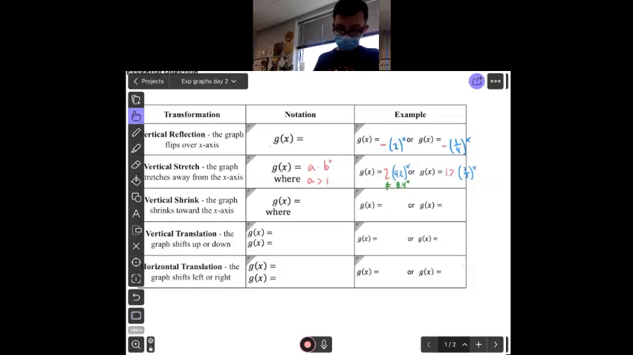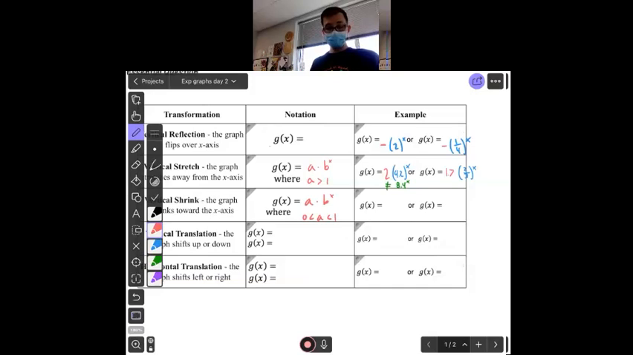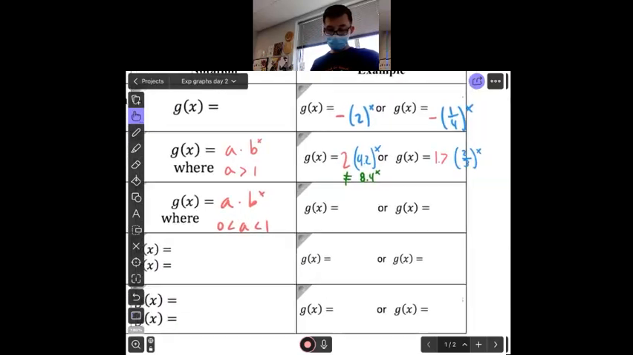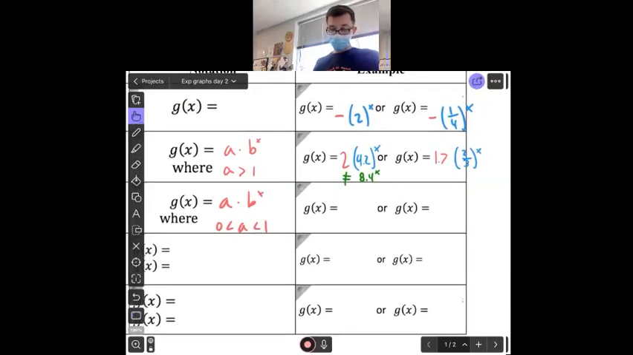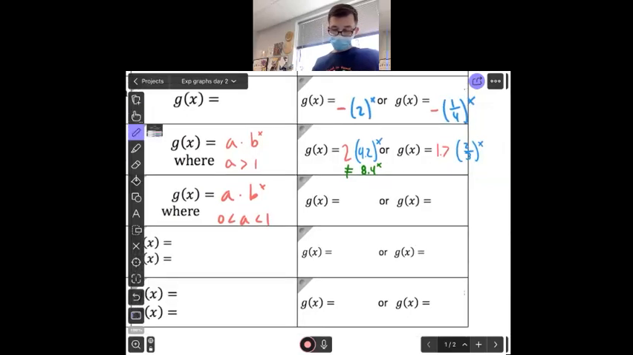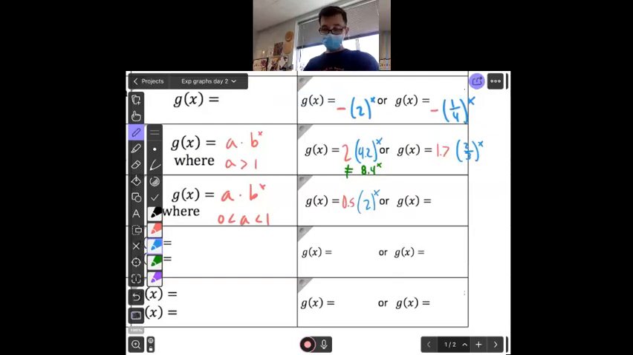Vertical shrink, same place, a times b to the x. So for now, a is between 0 and 1. Right? So a is some sort of decimal, some sort of fraction that's less than 1. So maybe we have something like 0.5 times 2 to the x. So there's a shrunk growth problem.